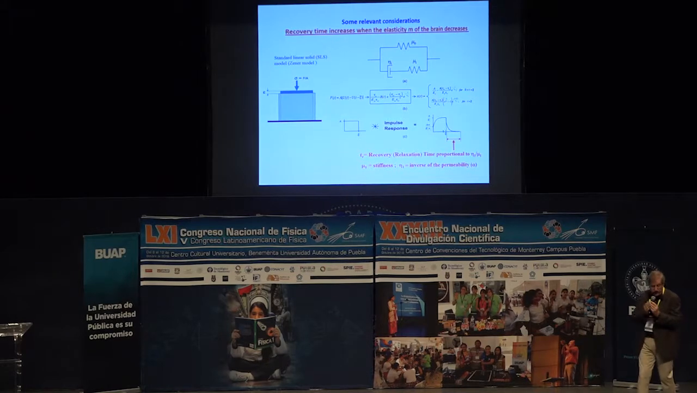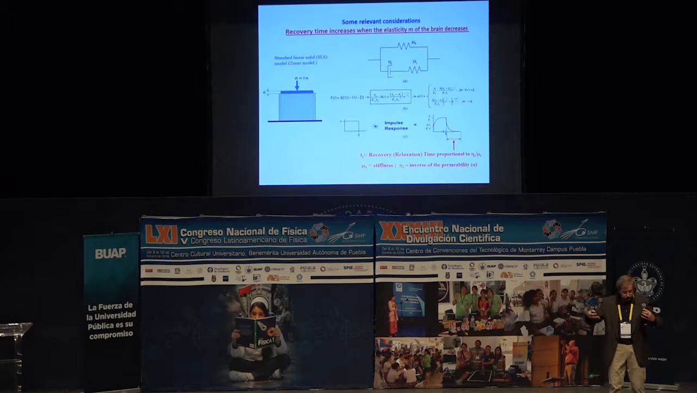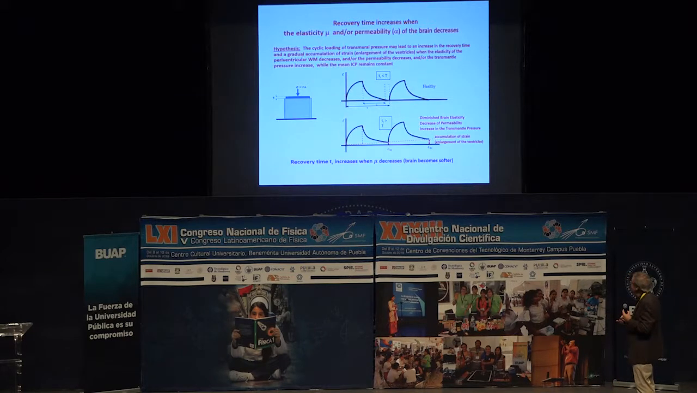So the stiffer it is, the faster it recovers, right? And then proportional to mu, which is the inverse of the permeability. The less permeable, the longer it will take fluid to come in and recover the shape, right? So that's a very important observation. So our theory then is the following.